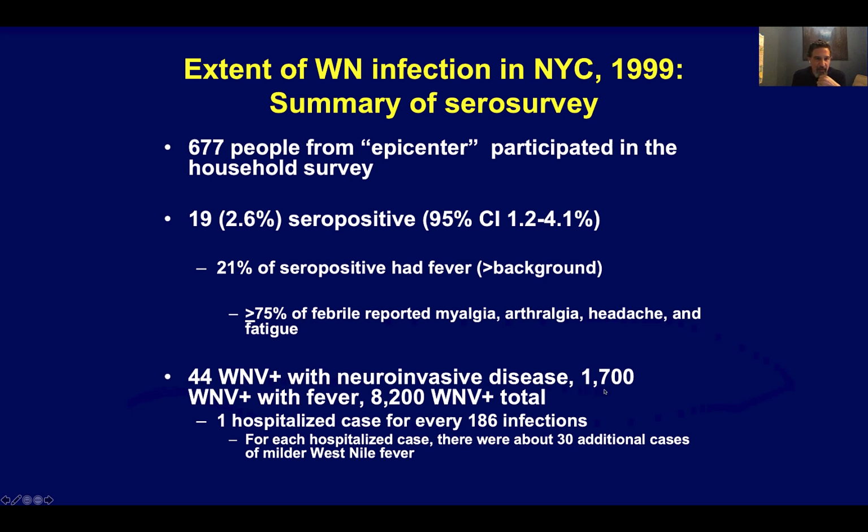We had 44 cases of West Nile virus that had neuroinvasive disease, and extrapolating, using some of the estimates from the literature, we would say that there were about 1,700 people with West Nile virus that had fever, and then about 8,200 cases total. With this estimate, we came up with something very consistent with what has been reported in the literature: about one hospitalized case for every 186 infections. So for about each hospitalized case, there were about 30 additional cases of milder West Nile fever cases.